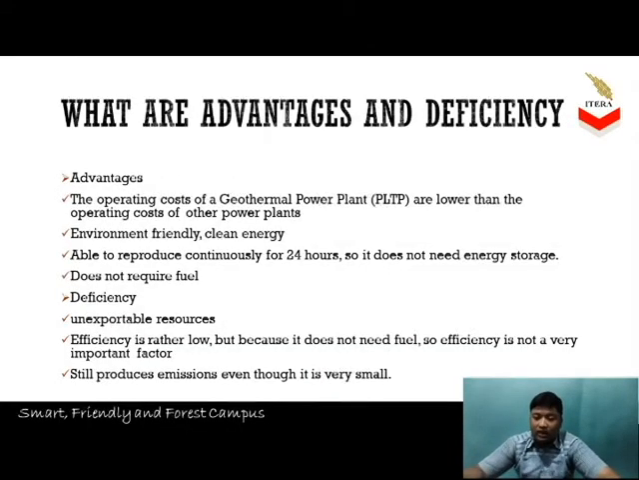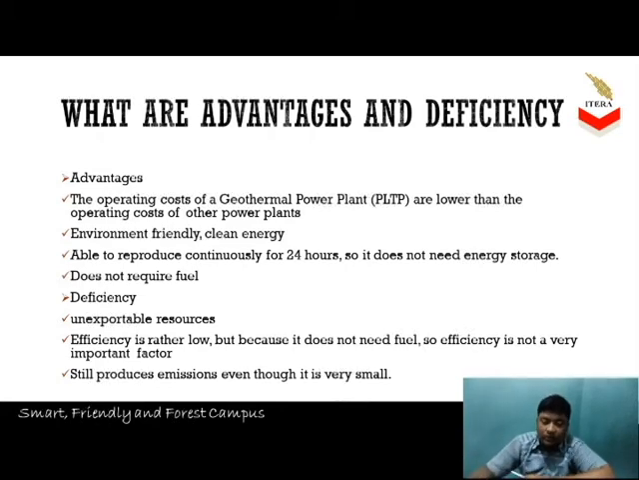What are the advantages and deficiencies? Advantages: first, the operating costs of a geothermal power plant are lower than the operating costs of other power plants. Second, environment friendly, clean energy. Third, does not require fuel. Fourth, able to produce continuously for 24 hours, so it does not need energy storage.